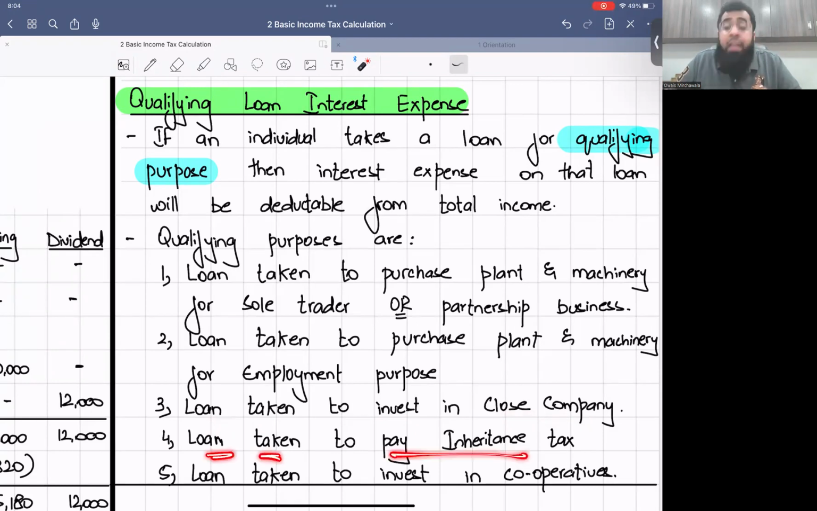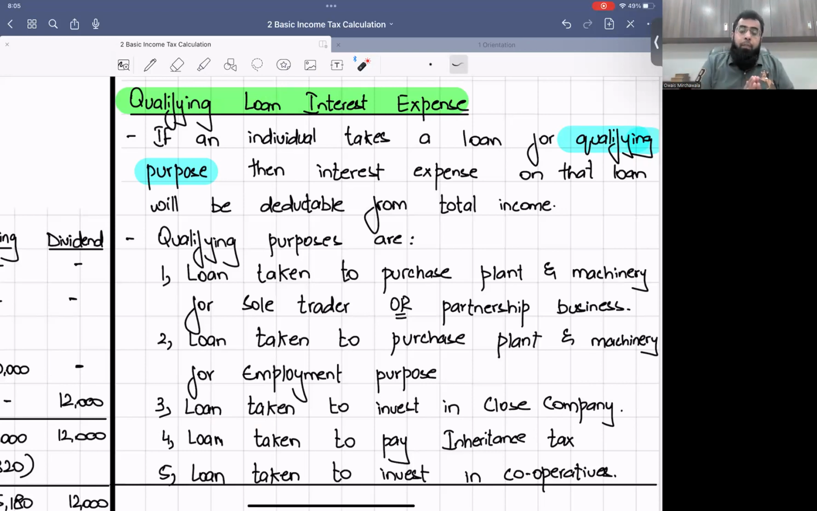Loan taken to pay inheritance tax. In the UK, there is a concept of inheritance tax, that if you receive a gift, you have to pay inheritance tax on it. So if you have to pay any inheritance tax and we take a loan for that, that is also a qualifying loan. And a loan taken to invest in cooperatives. Basically, cooperatives are organizations which work for the benefit of their members.